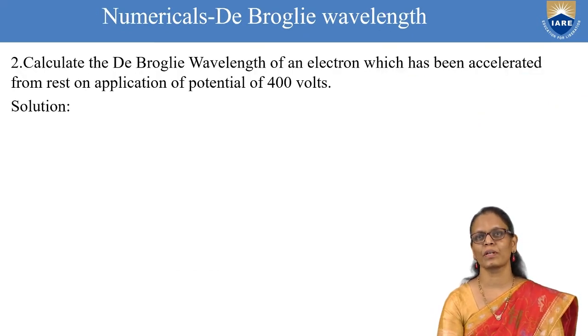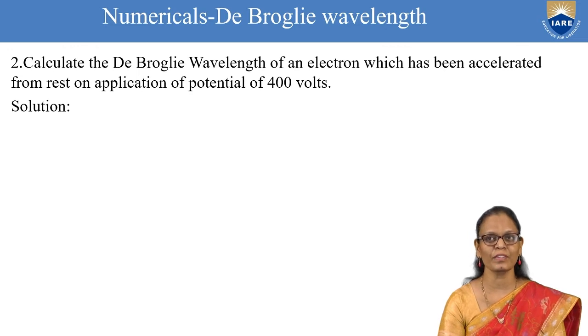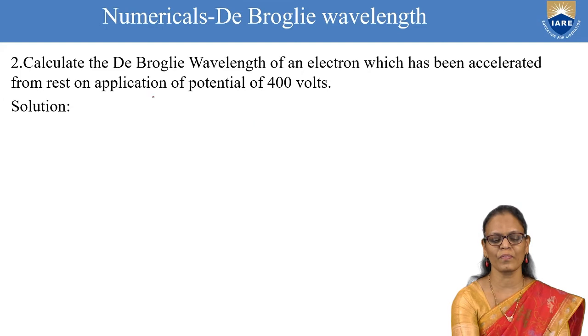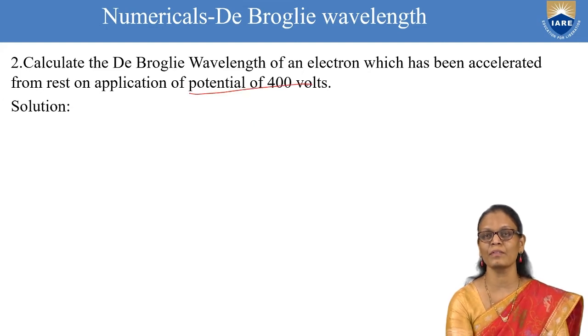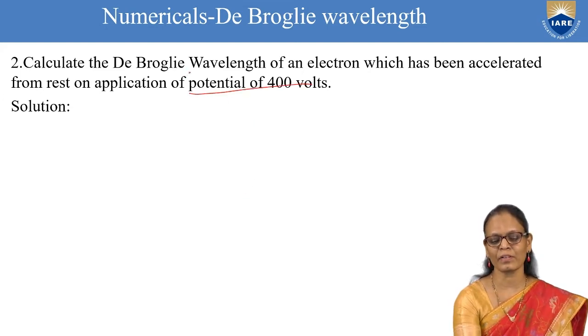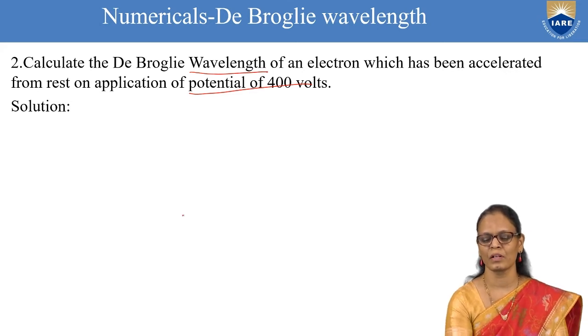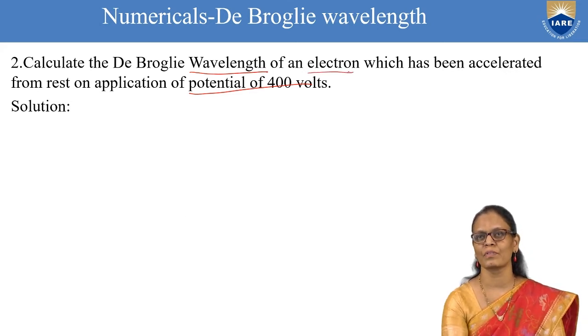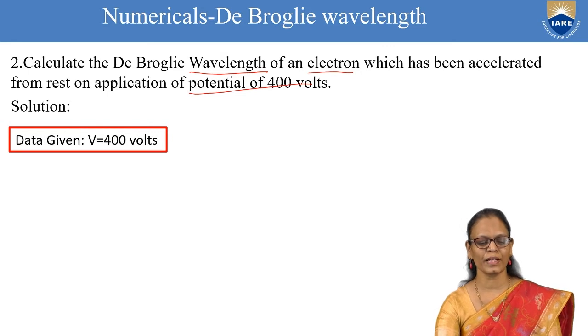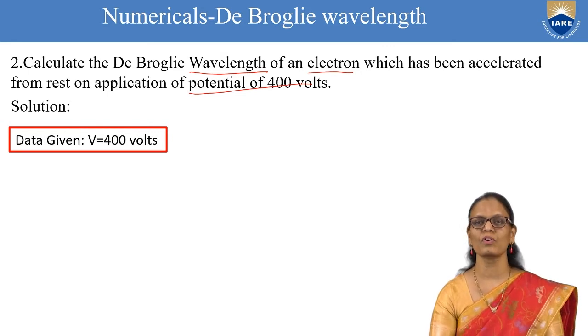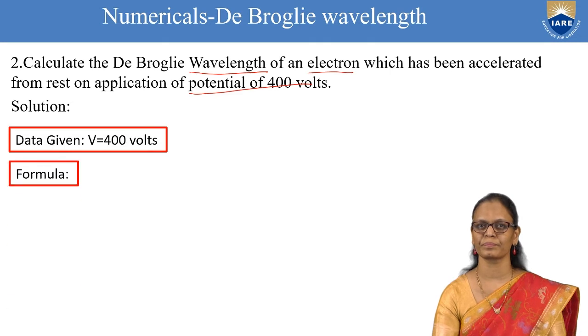Now coming to the second one. Calculate the de Broglie wavelength of an electron which has been accelerated from rest on application of a potential of 400 volts. So what is given here? Potential is given. And what we have to calculate? We have to calculate wavelength. Wavelength of what? Electron. So it is very important to identify this first and then write. So the data given here is V is equal to 400 volts.